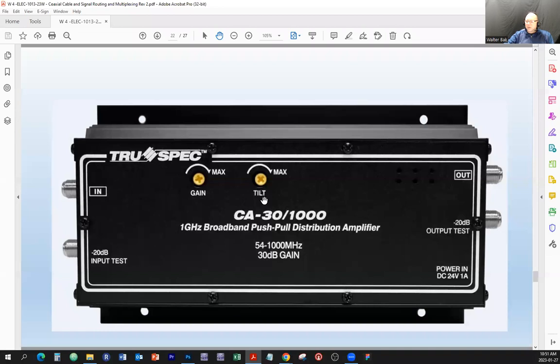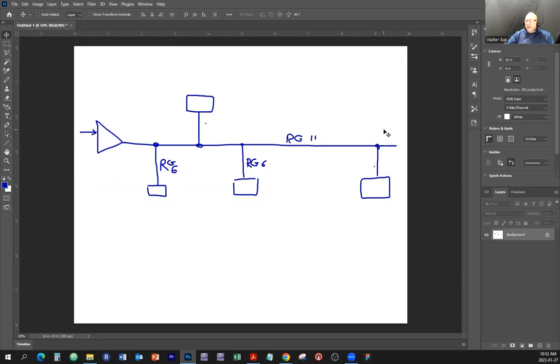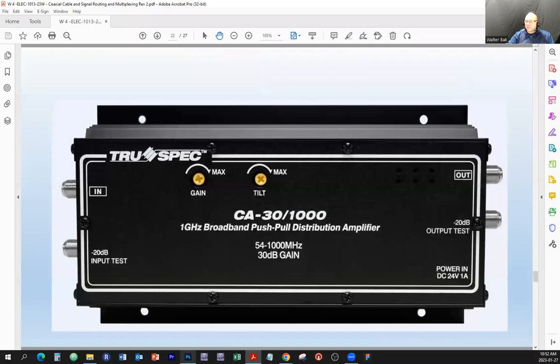Remember this table? Different frequencies are attenuated in the cable at different rates. So at the end of this cable, the lower frequencies would still be okay, and the higher frequencies would not have enough power because they deteriorate faster. So here is the remedy for that. Adjust the slope of amplification.